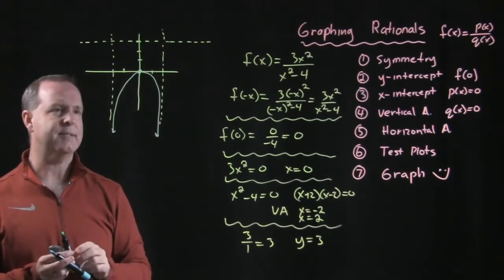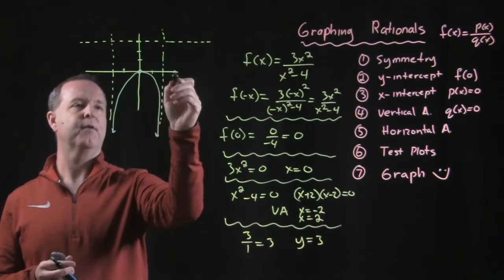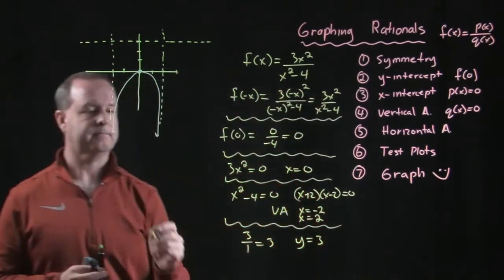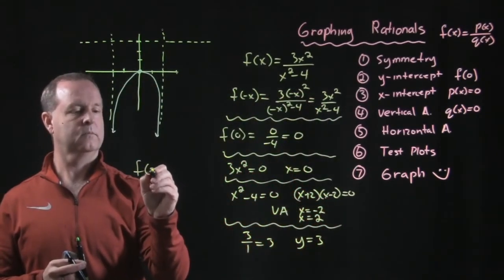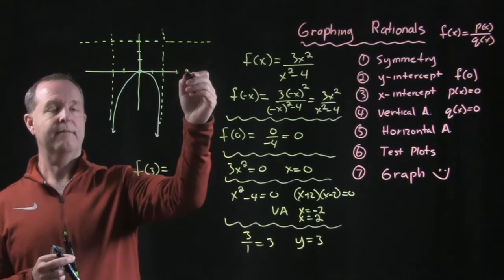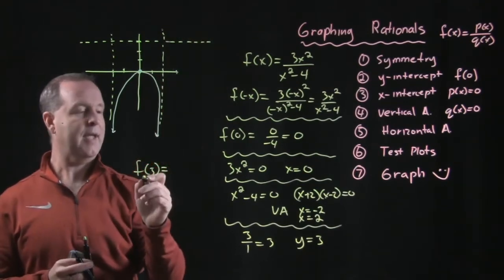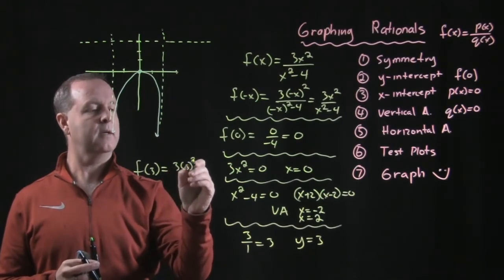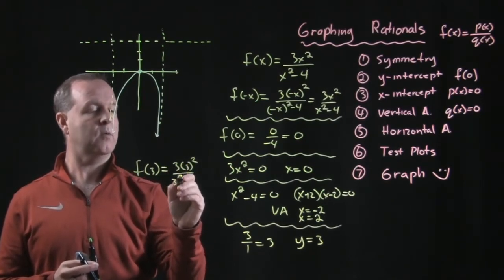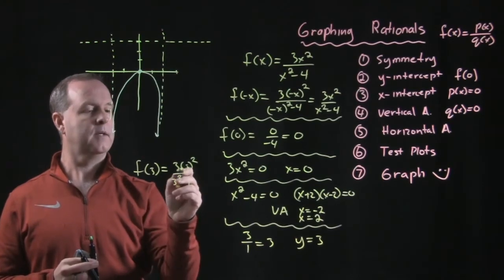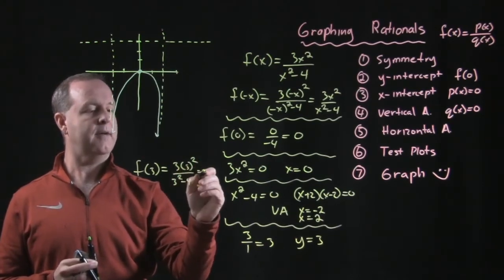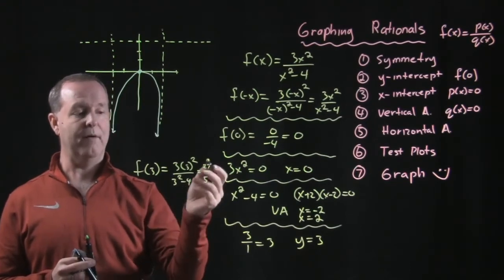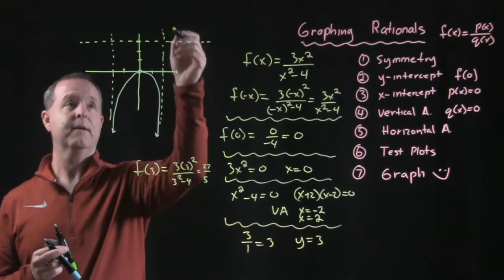Now let's just choose a test point. Let's see what happens over here at 3. So let's evaluate at f of 3, because I'm not sure if my graph is above or below. f of 3 equals 3 times 3 squared, all over 3 squared minus 4. 3 squared is 9, that's 27, divided by 9 minus 4, which is 5, roughly equals some number greater than 5, which is above there.